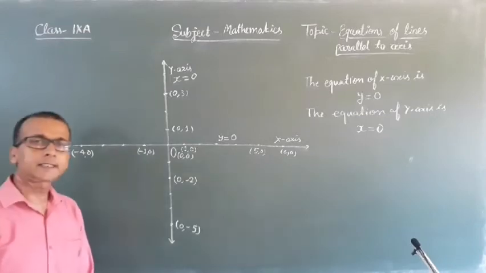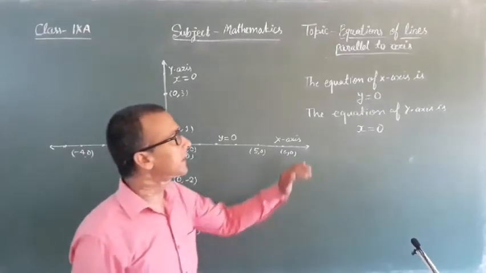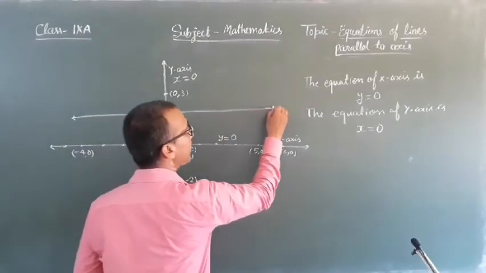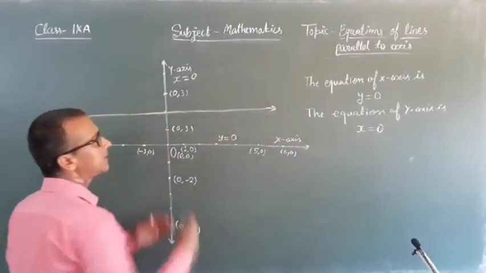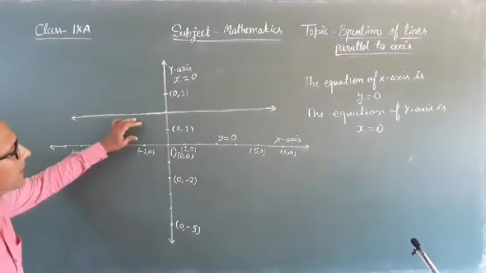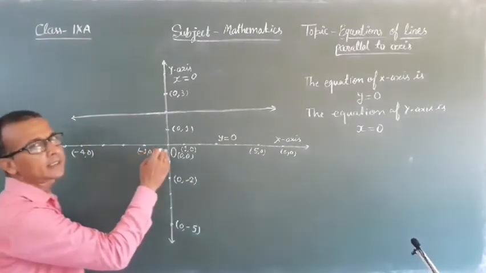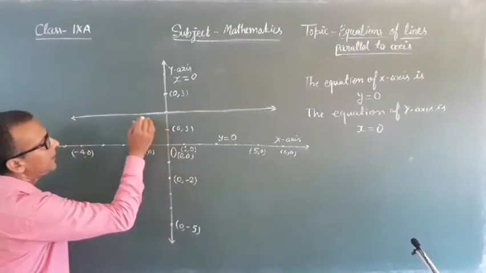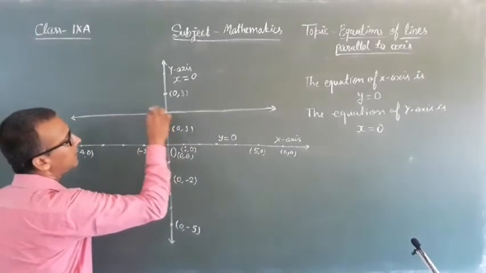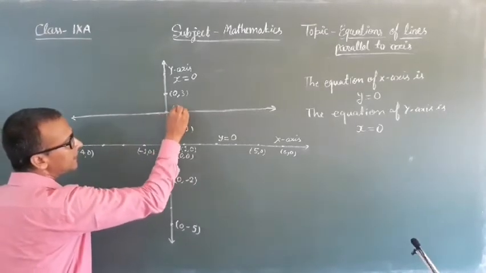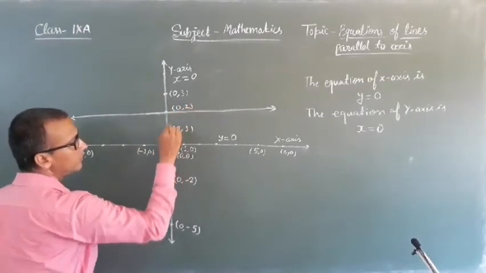What will be the equation of a line which is parallel to the x-axis? This line is parallel to the x-axis. What will be its equation? For it, let us take some points on it which are on this line. This point is (0, 2).